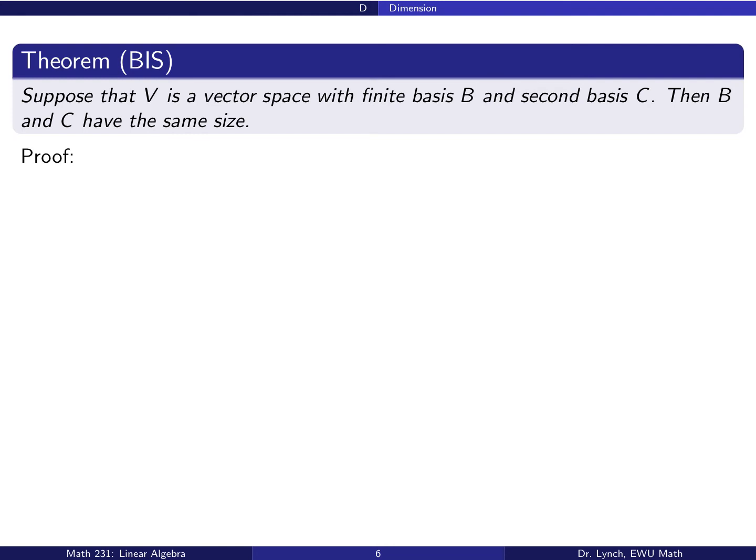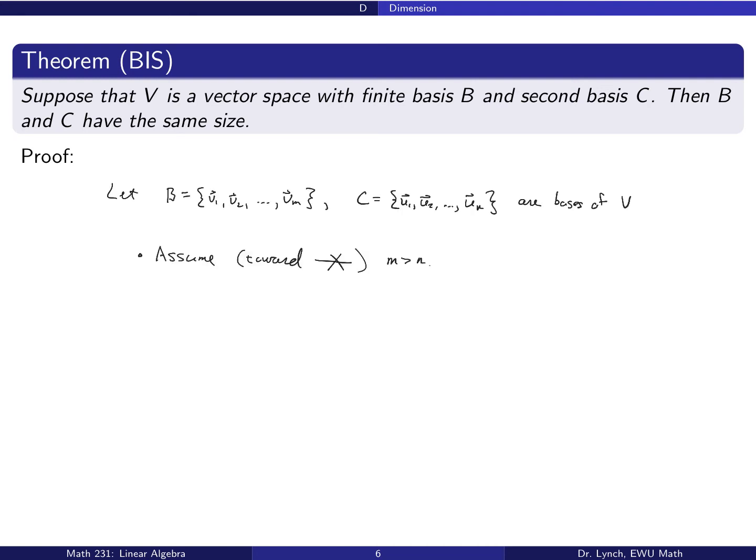Okay, suppose that we have a vector space with a finite basis B and a second basis C, then B and C have the same size. So this is a pretty cool proof that uses some ideas of contradiction. So we begin by assuming that the basis B has m elements and that the basis C has n elements. So with those bases B and C, we'll assume toward the contradiction that m is greater than n.